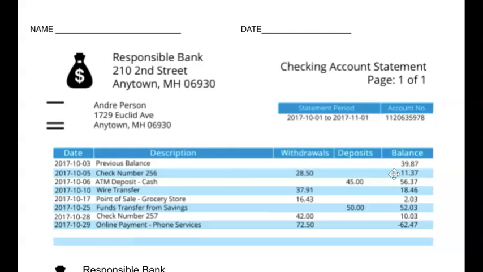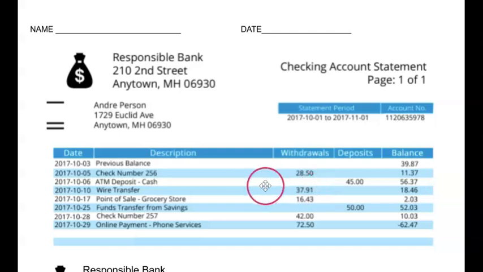So the bank has shown that this money was taken out of the account when he wrote a check, and then the remaining balance that's left in the account. Next, he deposited cash into the ATM on October 6th. He deposited $45, and $11.37 plus $45 is $56.37.